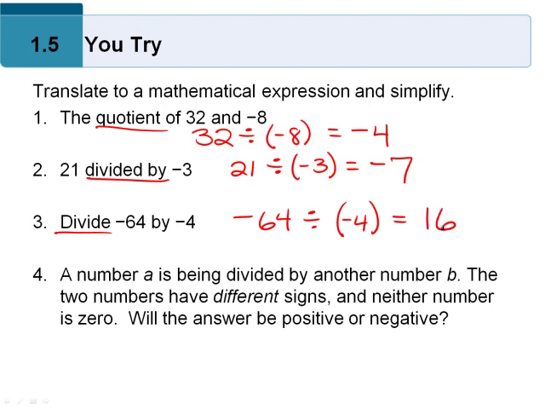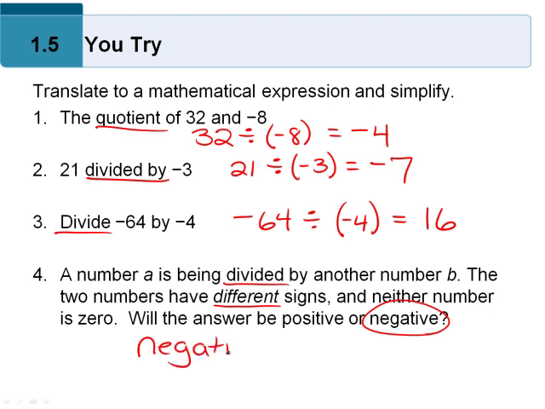All right, number 4. It's another one of those kind of thinking questions. A number A is being divided by another number B. The two numbers have different signs and neither number is 0. Will the answer be positive or negative? Okay, so they're being divided and they have different signs. So remember, in division, if the signs are different, the answer is negative.